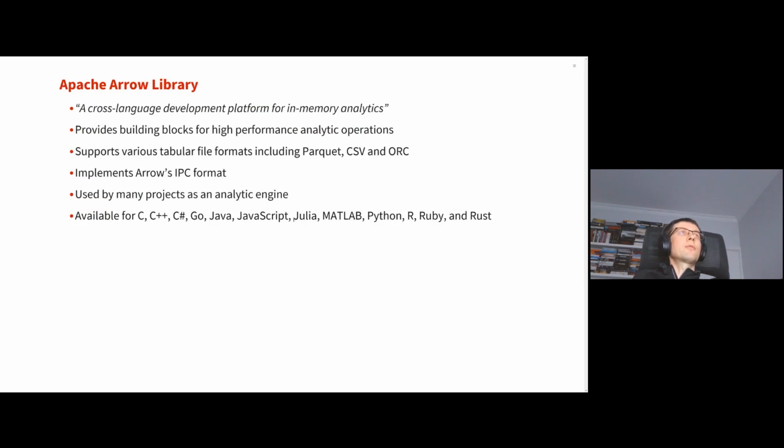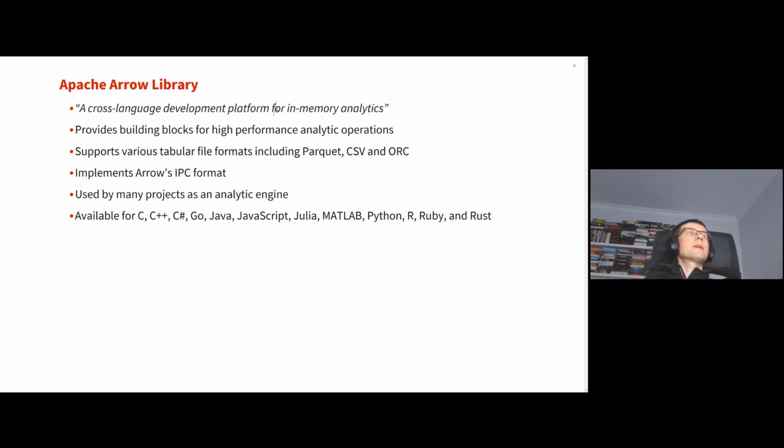But before that, let me tell a little bit about the already mentioned Arrow library. Arrow library is an open source project developed by Apache Foundation, and the way they want us to think about this is the cross-language development platform for in-memory analytics. That's basically the description taken from the website of the Arrow library.